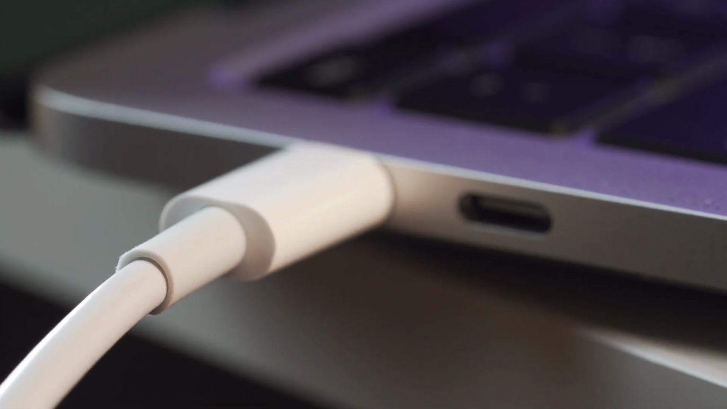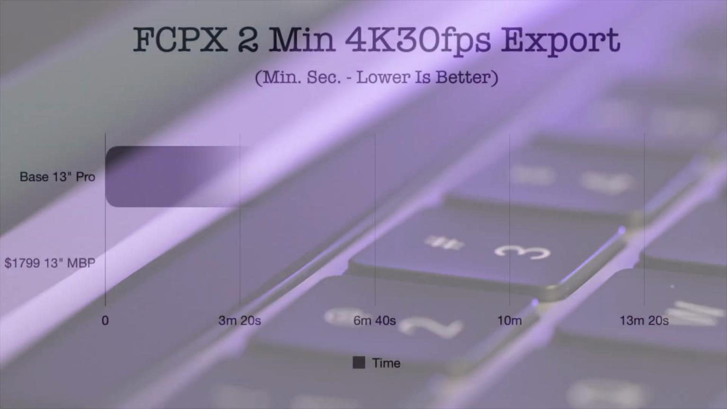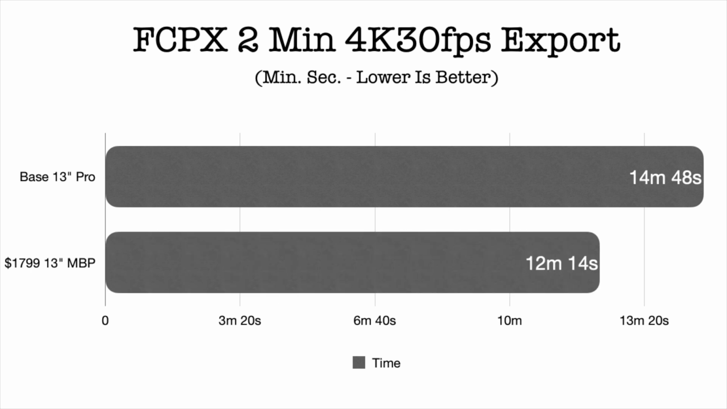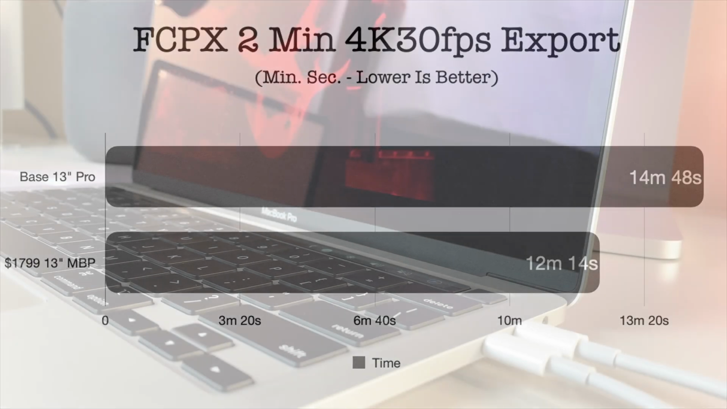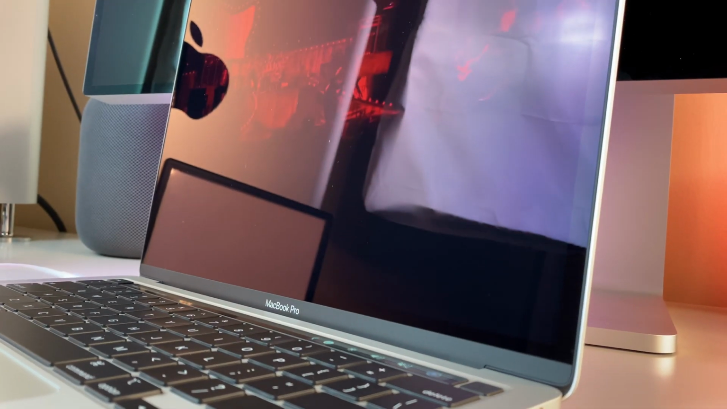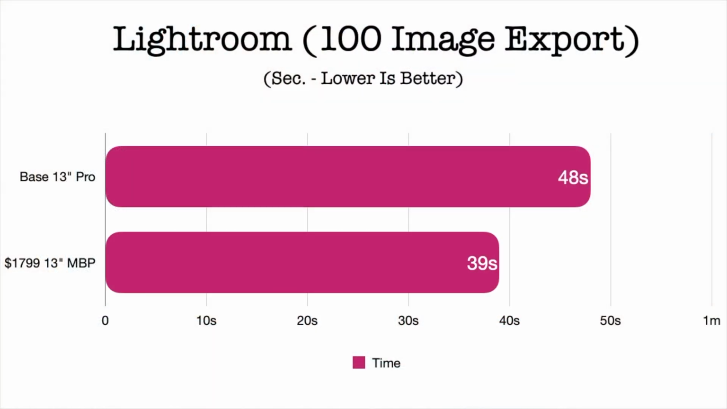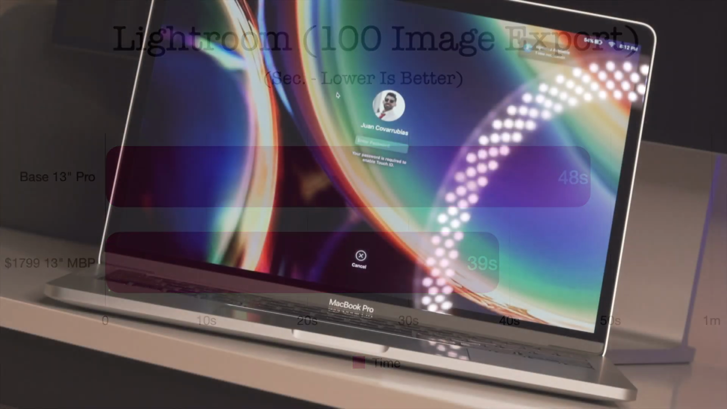But anyway, as expected, the 1799 Pro did finish first with a total time of 12 minutes and 14 seconds, while the base Pro took a while longer, exporting the clip in 14 minutes and 48 seconds. So if you're a video editor, these are the kinds of differences you can expect. And finally, we head over to Lightroom to round out this video and export 100 images with very light edits, and we get a total export time of 39 seconds for the 4 USB Pro, and the base Pro did it in 48 seconds. All right, let's digest everything.